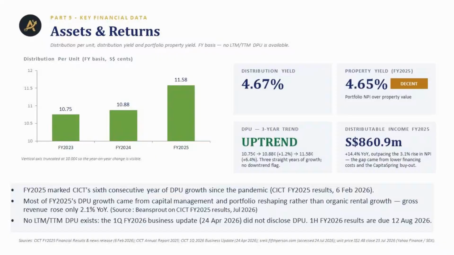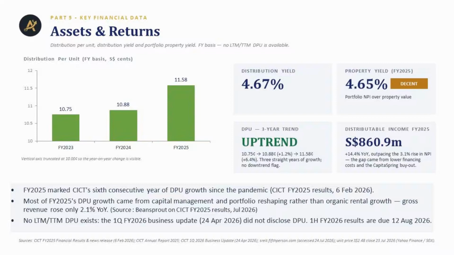It's purely a function of capital structure mechanics. The gap between that 2.1% and the 14.4% is directly attributed to 2 non-operational factors: lower financing costs and the financial consolidation impact of the Capita Spring buyout. Okay, let's strictly break those down. Let's start with the lower financing costs. How does that drive the DPU up when the rent isn't growing much?